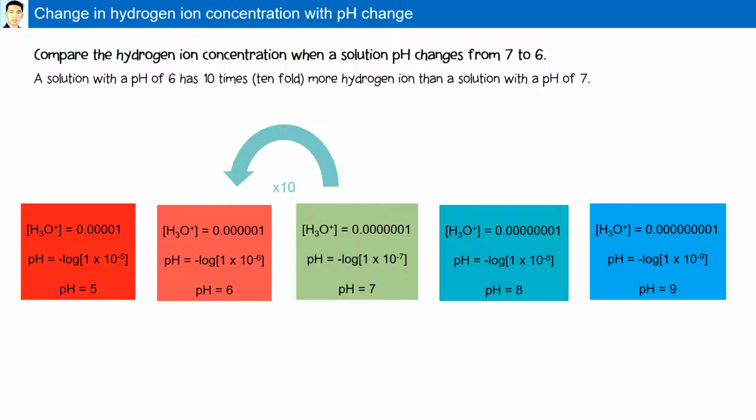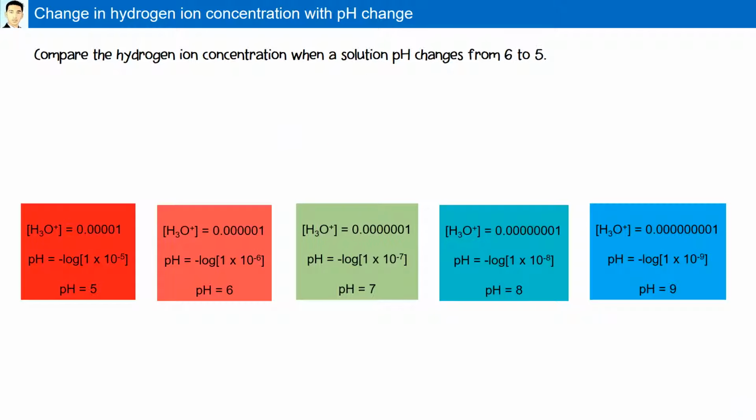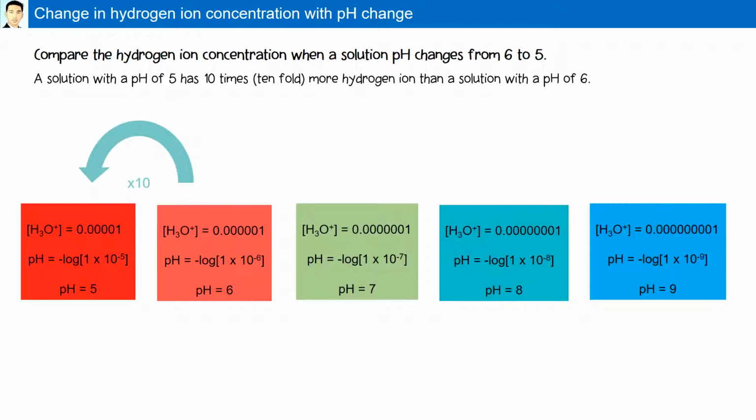Other values for different pHs can also be shown. If we were to compare the hydrogen ion concentration when a solution's pH changes from 6 to 5, here it also increases by a factor of 10. A solution with a pH of 5 has 10 times or tenfold more hydrogen ions than a solution with a pH of 6.